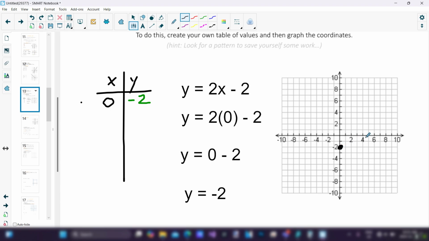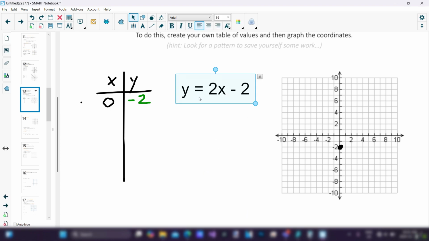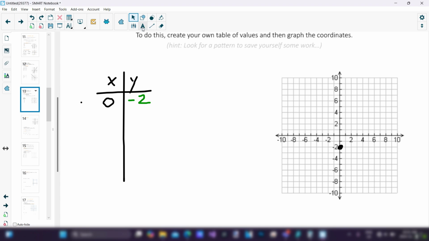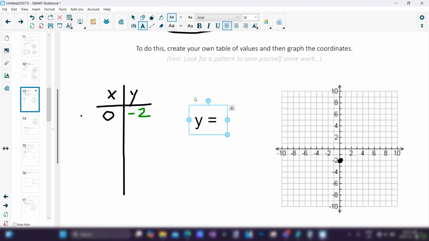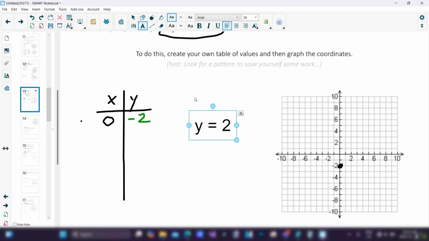Now I know this is a linear relation. I know there should be some pattern. However, I need to find one more set of values. So I hope you're okay, I'm just going to erase that one, and I'm going to start again. y equals 2x minus 2.